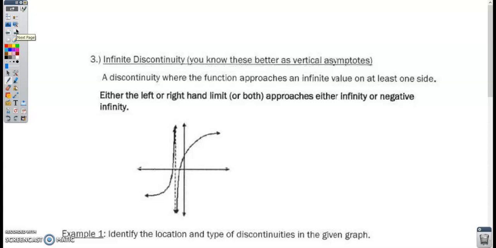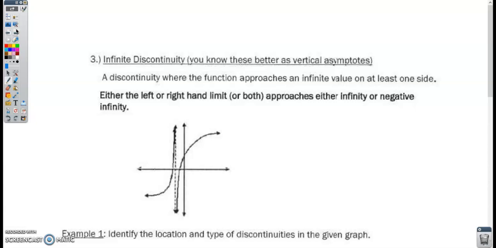Infinite discontinuities, which you've studied before, you know them better as vertical asymptotes. Those are discontinuities where the function approaches an infinite value on at least one side. In the picture that I have here, it actually approaches an infinite value from both sides. The left-hand limit is approaching positive infinity, while the right-hand limit is approaching negative infinity. So with an infinite discontinuity, either the left or right-hand limit, or both, approaches either infinity or negative infinity. That's how we can talk about it from a limit standpoint.